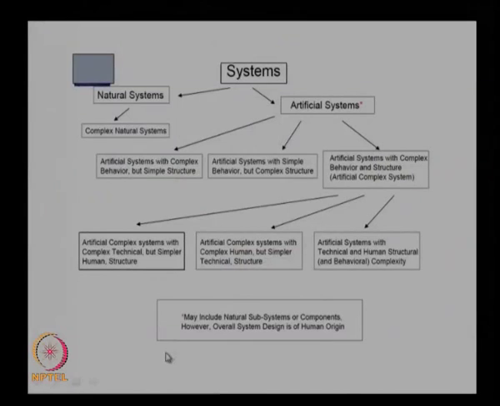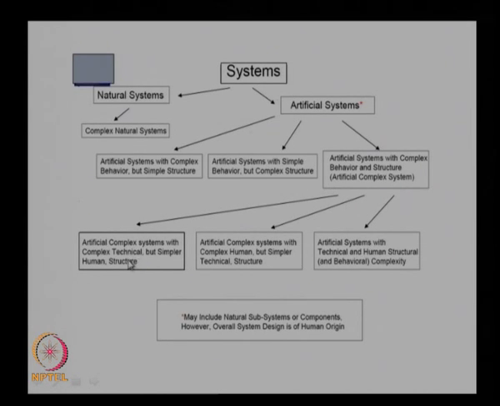Then we have the artificial systems, which are basically man-made. So in man-made systems we can classify them into many classes depending on the complexity and human involvement. As you can see in this picture, there are artificial systems with complex behavior but very simple structure, and we have artificial systems with complex behavior and structure. So there may be complex behavior as well as complex structure for the artificial systems.